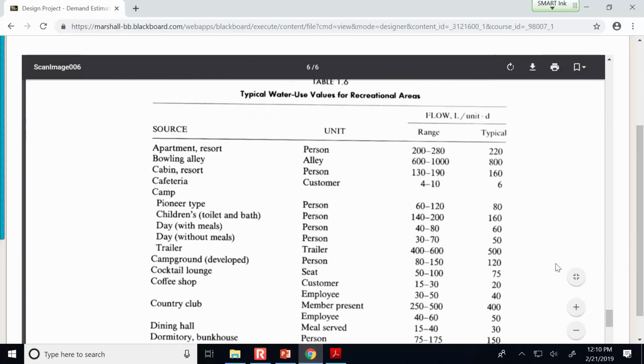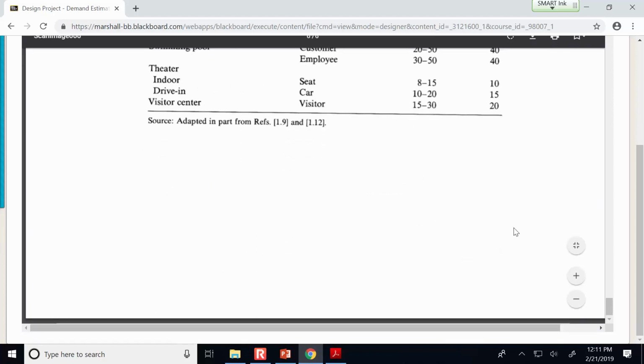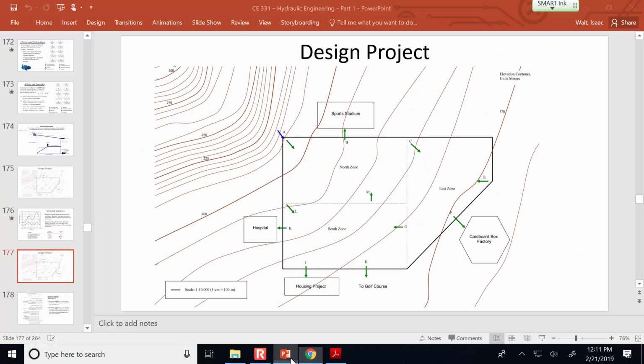All right, so go through here. I think you'll find some interesting information that can inform your demand estimation.